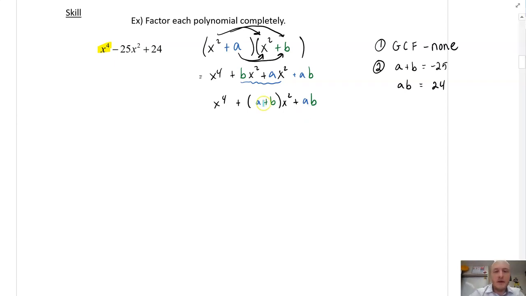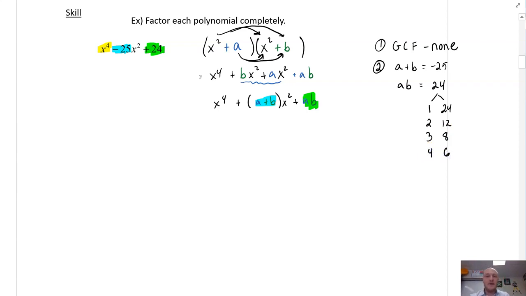So again, here's what we're trying to do. We're trying to figure out what two numbers add up to give us negative 25, as well as multiply to give us positive 24. If you forgot the process, what you want to do is break down 24. So what factors of 24 are there? That's 1 times 24, 2 times 12, 3 times 8, and 4 times 6.